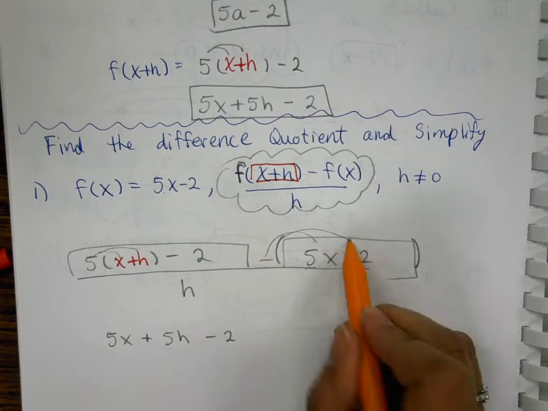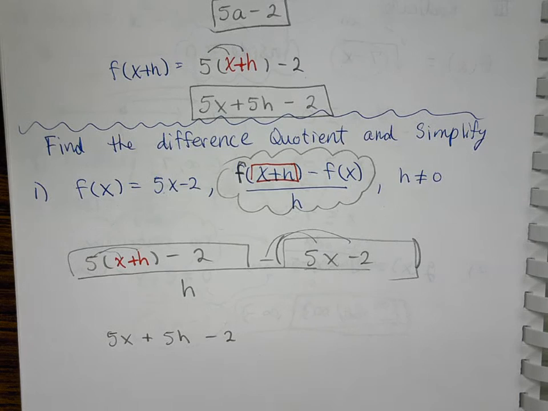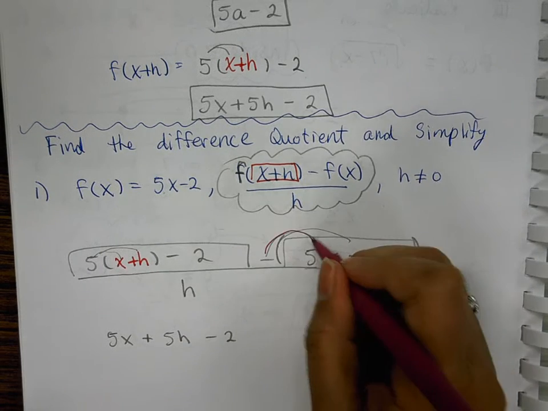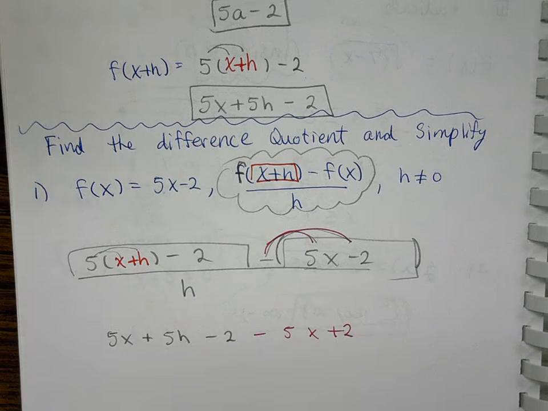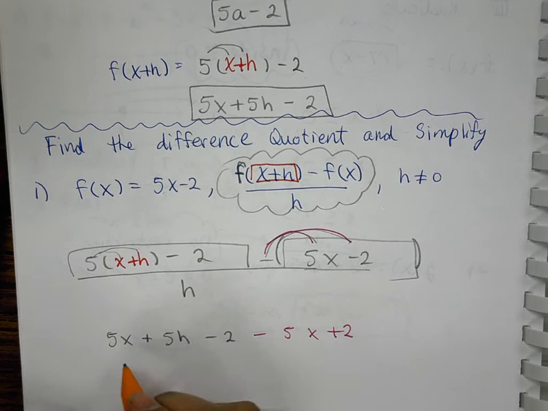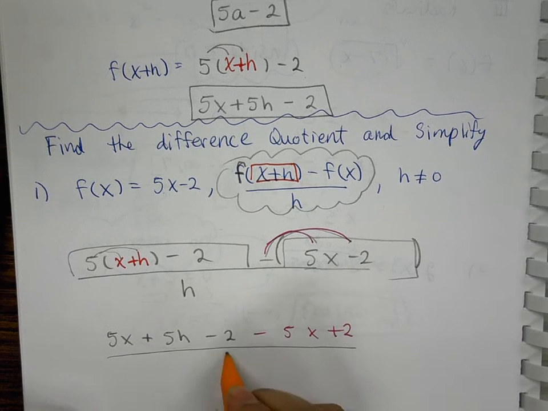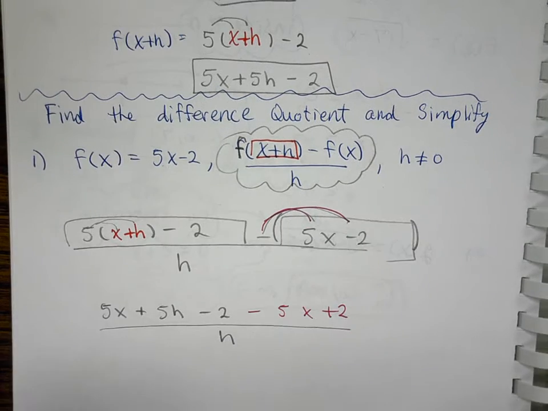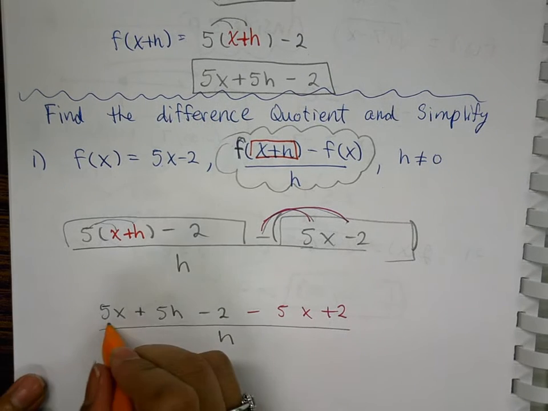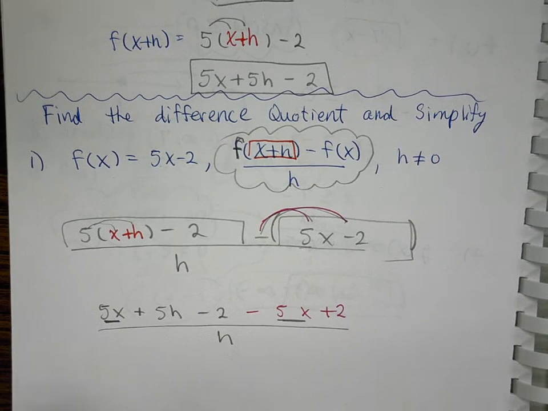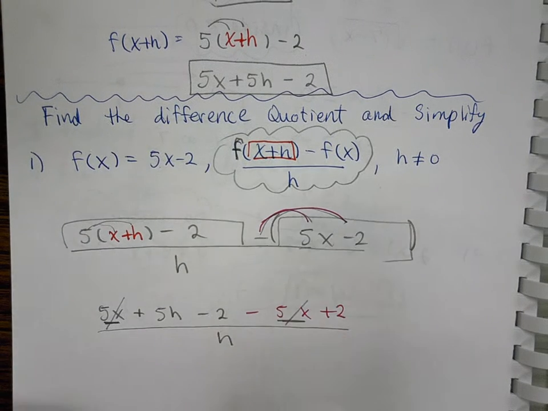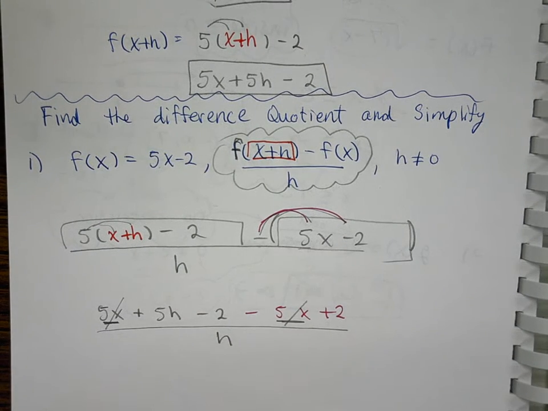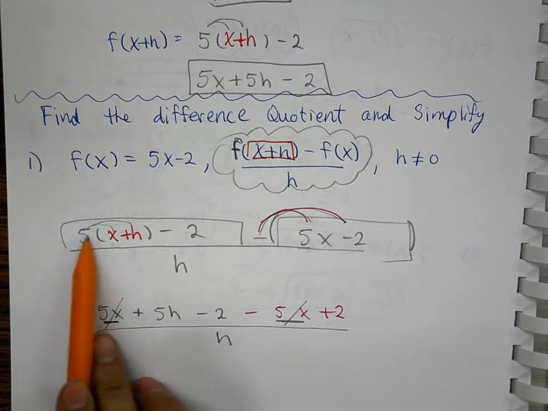But keep in mind, even though I didn't put parentheses there, they do exist, and you do have to distribute that negative. All right, so distributing the negative here, and here gives me minus 5x plus 2. And all of this is over h. And then you go through and combine your like terms. 5x and negative 5x. Combine and cross out. And I'll pause and let people catch up.